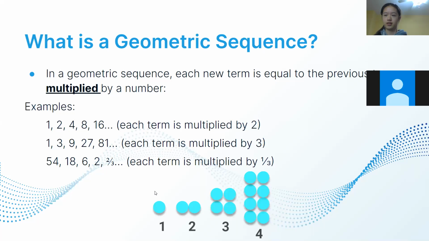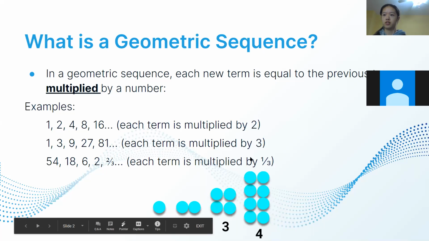And this is a visual example of a geometric sequence. Someone last week said something about this. This is a geometric sequence because the number of circles doubles each time.